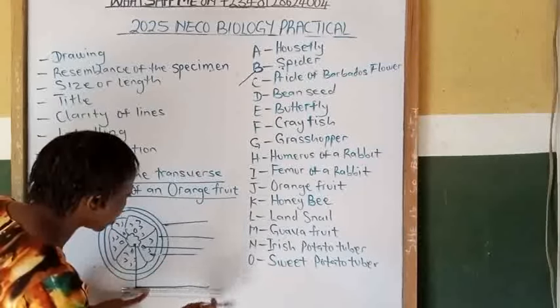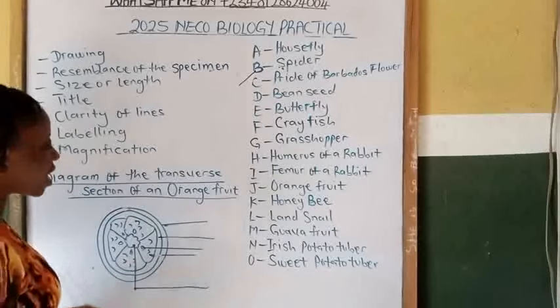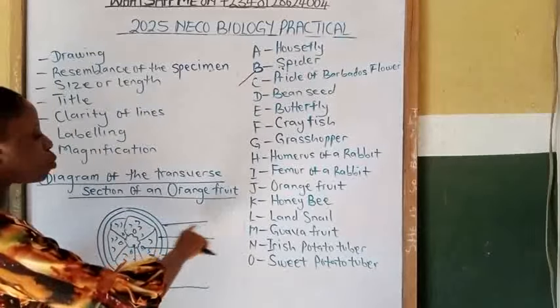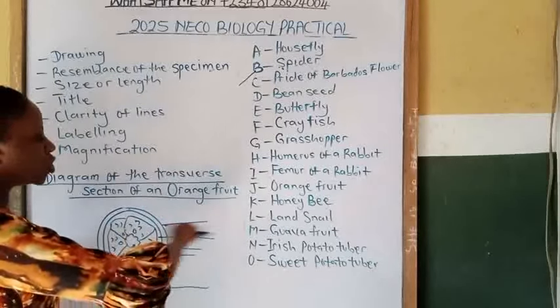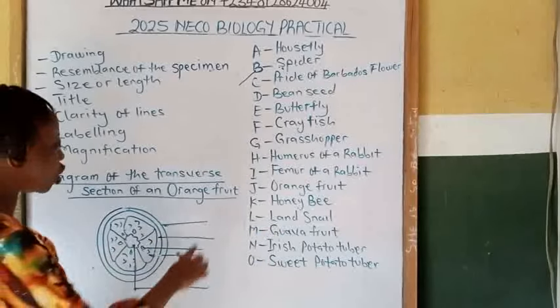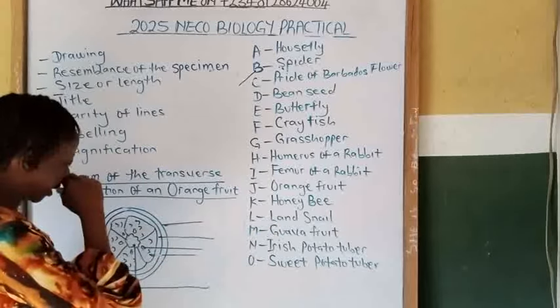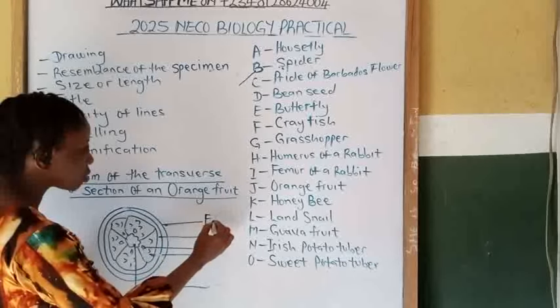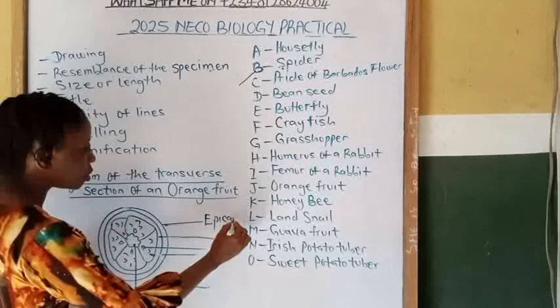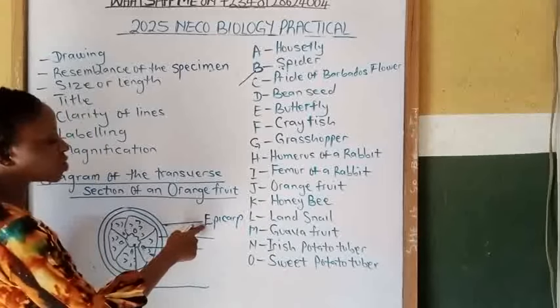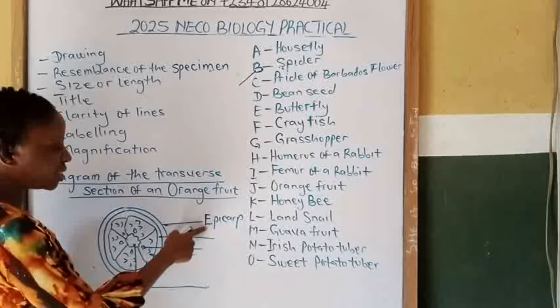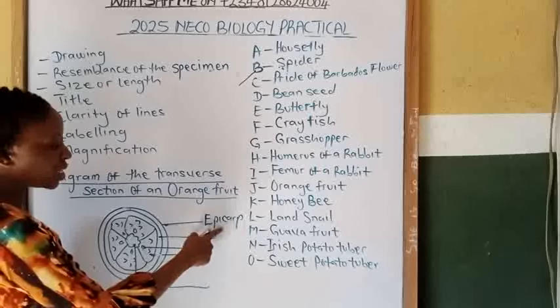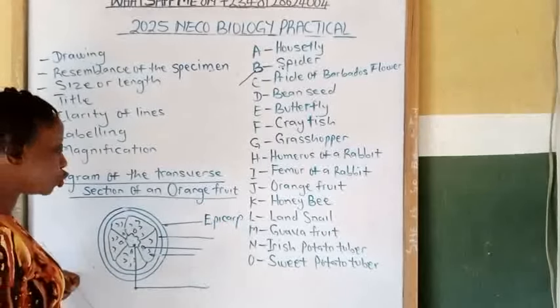So you place your ruler in this form before you start labeling. So your label must be what? On horizontal line. It must be on horizontal line. Then I want to label the first layer, which is epicap. Epicap. So the first letter must start with capital letter. If you are writing it in small letter, or you write everything in capital letter.